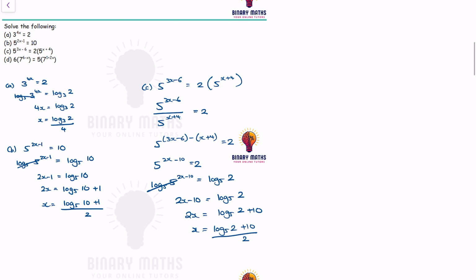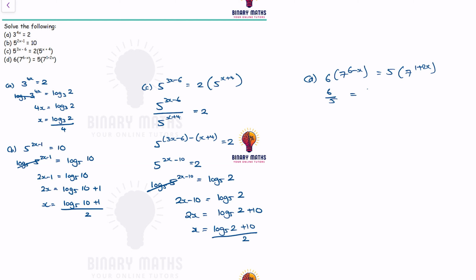Okay, let's do the last one here. So D, 6 times 7 to the power of 6 take away x is equal to 5 times 7 to the power of 1 plus 2x. Now, everything with base 7 should go on one side, and everything without base 7 should go on the other side. So I'm going to divide by 5 to both sides, so you get this.